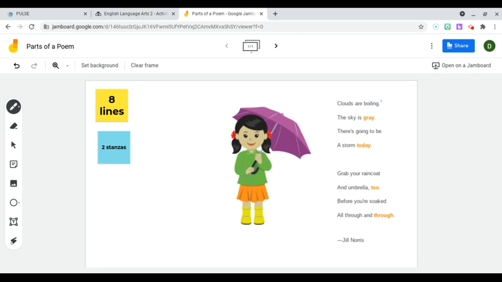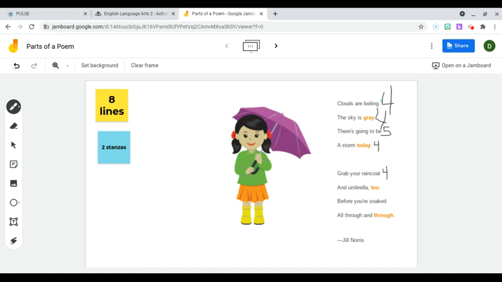Clouds are boiling. So that one has 4 syllables. The sky is gray, another 4 syllables. There's going to be. So this one had 5. A storm today, another 4. So I'm seeing a bit of a pattern here. I'm wondering if the second stanza is going to have the same one. Grab your raincoat, that has 4.